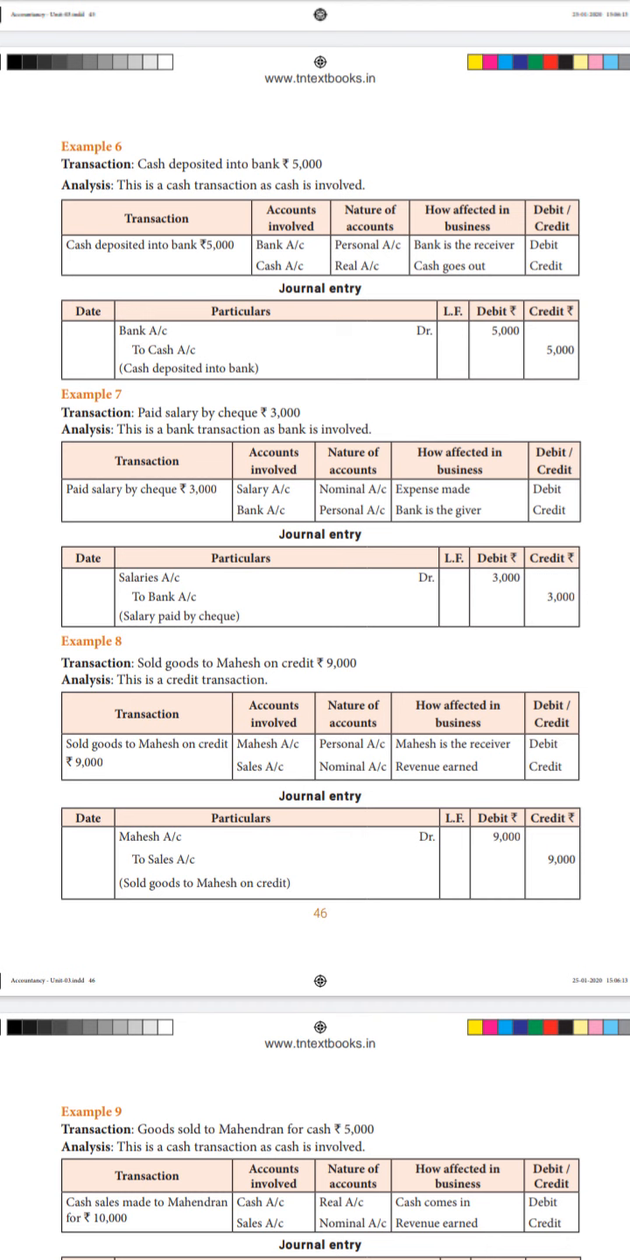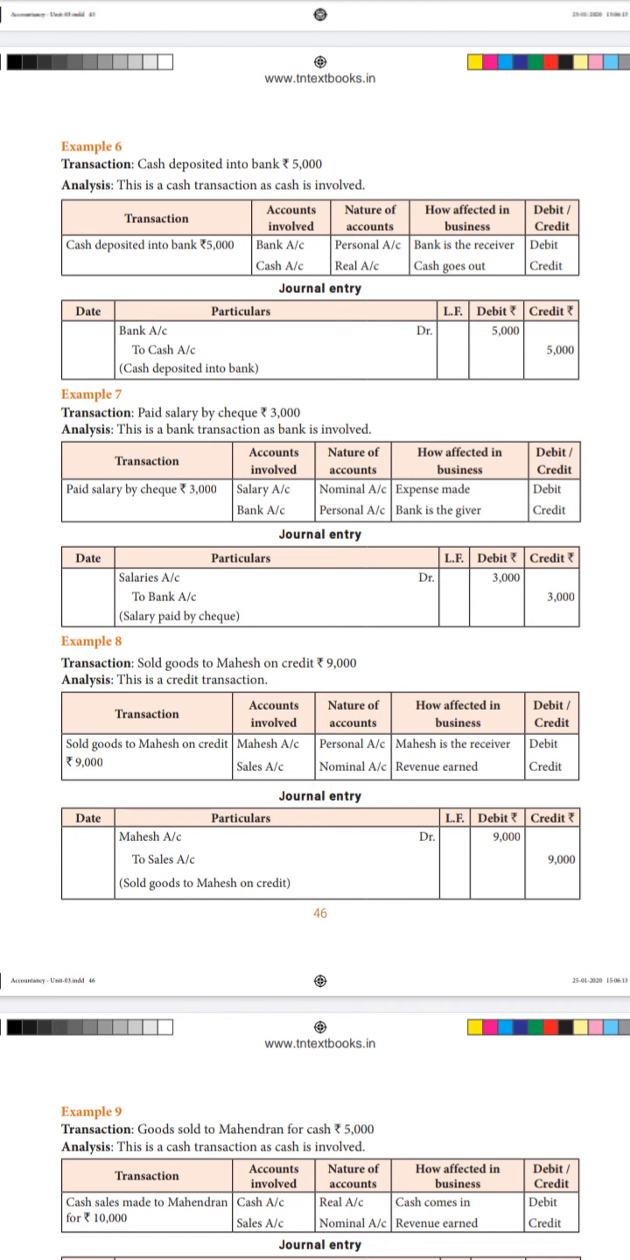Now, this is a bank transaction. Since bank is involved here, this is a bank transaction. Here the accounts involved are salary account and bank account. Then the nature of account. Salary account, any kind of expenses which is being made will be considered as a nominal account. So here also we'll write nominal account for salary, and we need to check whether we have spent the amount or received the amount of salary. Since it is given as paid salary, we have spent the amount, maybe to our employees.